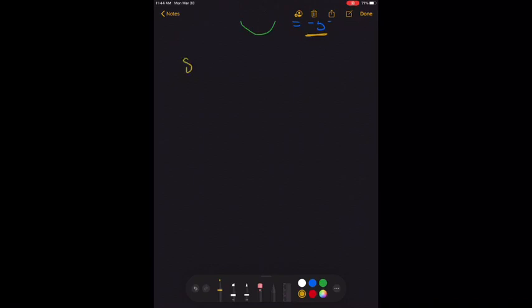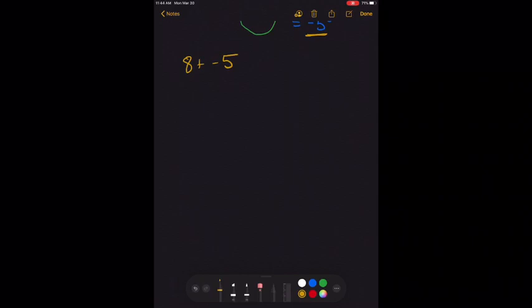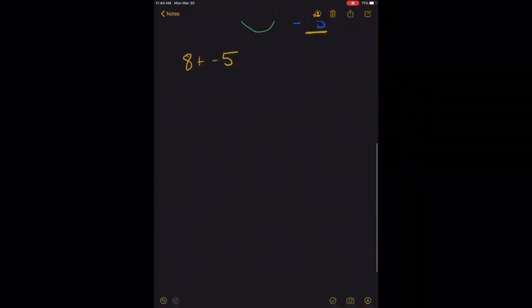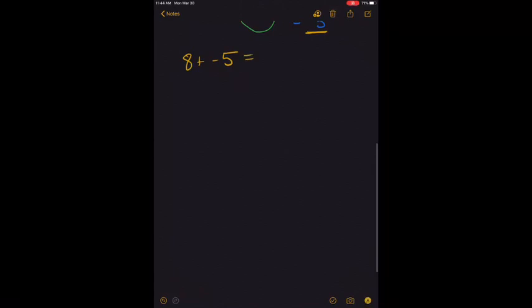We have 8 plus -5. Okay, so our signs are different. 8 is positive and 5 is negative. So that means we subtract. We find the difference. When we subtract, we get 3. And is it going to be positive or negative? Well, it's going to be positive because our 8 is larger than our 5, and our 8 is the positive number. Let's look at the next one.